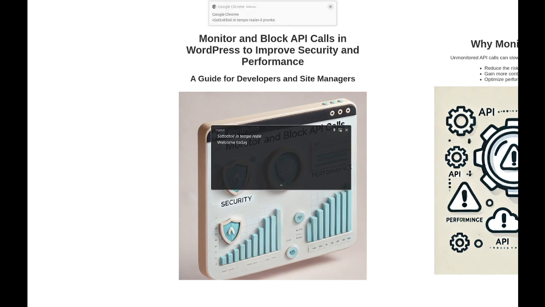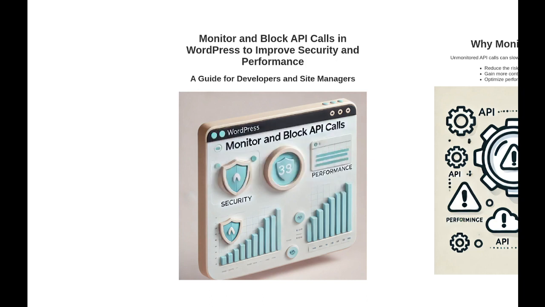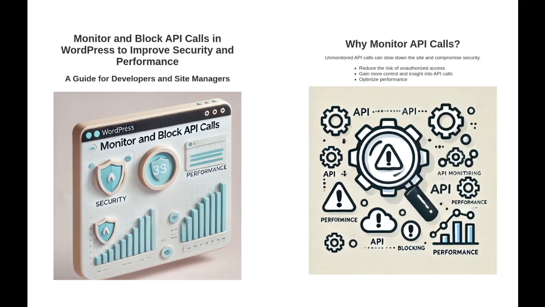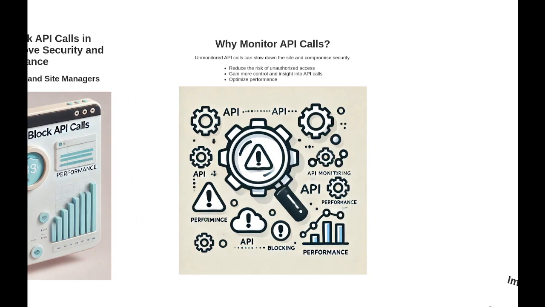Welcome. Today, we'll explore how to monitor and block API calls in WordPress, improving your site's security and performance. In this guide, we'll look at how to log API calls, block unwanted ones, and manage everything directly from the WordPress backend.